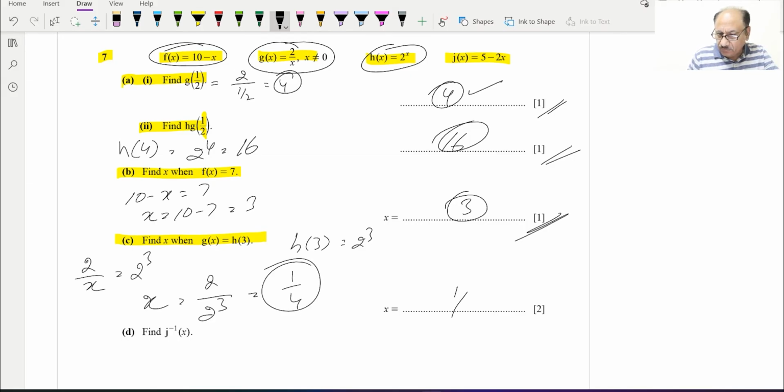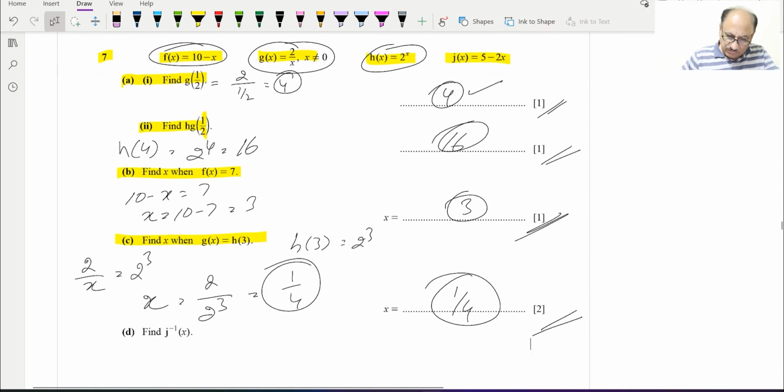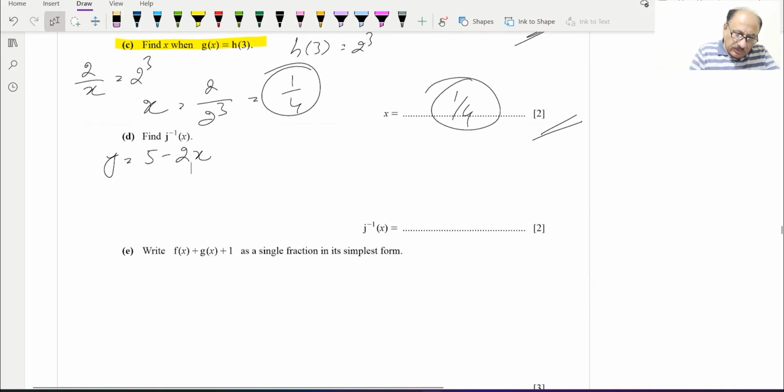So we can write 1 over 4 as our final answer for 2 marks. Hopefully you understood this. Then they're saying find j inverse of x. J of x is this one. So we can write y is equal to j of x, which is 5 minus 2x. Now we need to make x the subject, and 2x will be equal to 5 minus y. So x will be equal to (5 minus y) by 2.